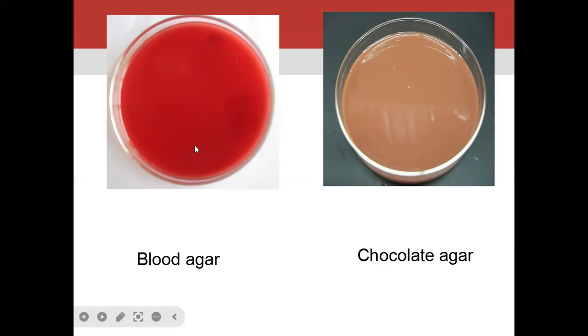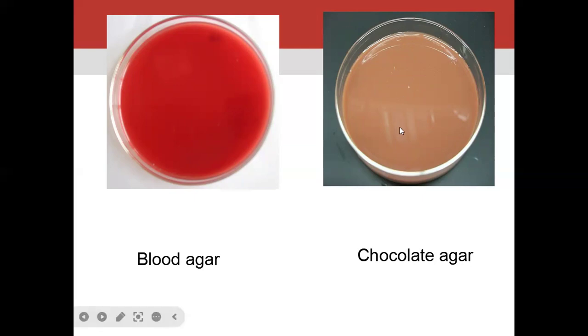And next, what is the advantage of this blood agar? We can see hemolysis. Hemolysis is easily observed on this medium. This hemolysis is used to differentiate between gram-positive cocci and other bacteria. So it can also be considered a differential medium.